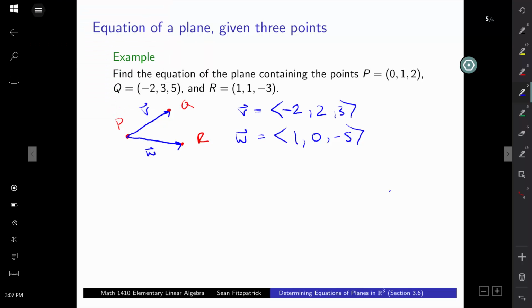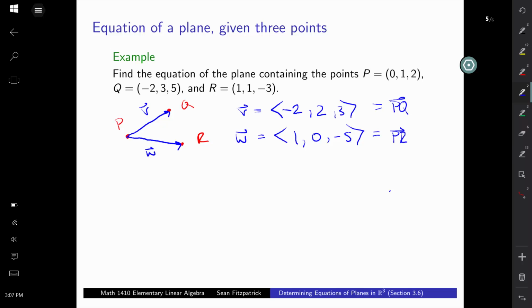Okay, and we're back. Sorry for the interruption. All right, so let's continue with this example. We're trying to find the equation of a plane containing these 3 points. So far what we've done is we've found the vectors. We found this vector v, which is the vector from P to Q. We found this vector w, which is the vector from P to R.